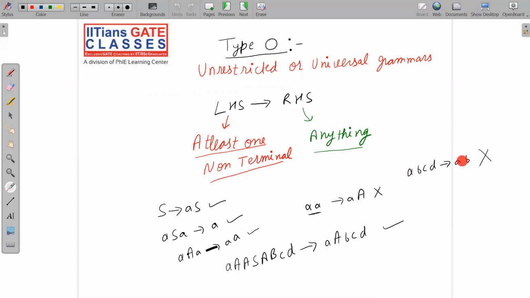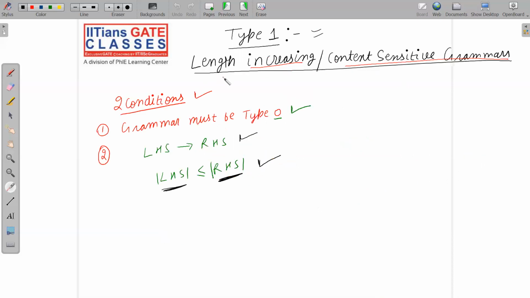Terminals producing terminals is never possible. The fundamental definition is not followed here, so hence it should not be a grammar. Hence we are calling it universal grammar. And why are we calling it unrestricted? Because there is no restriction at all. There is only one restriction, and that is the fundamental restriction, that is at least one non-terminal. I hope I have made the point clear.